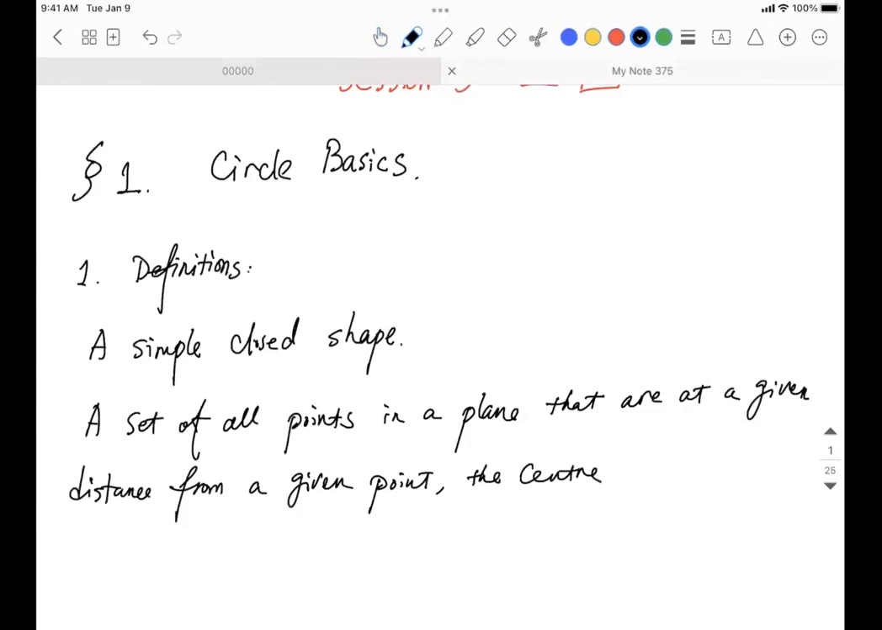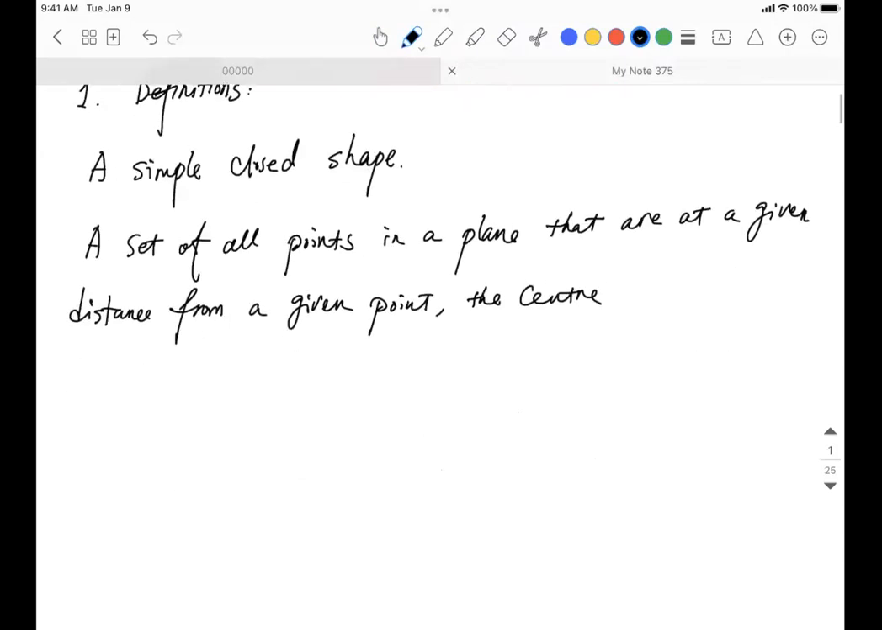A circle is a closed shape. So what are the points in the circle? It's a set of all the points in the plane that are at a given distance from a given point. And that given point is called a center. This is quite a brief, understandable definition, right? And then after you know the definition, we're going to go to the second part. Let's try to summarize some basic terminologies.